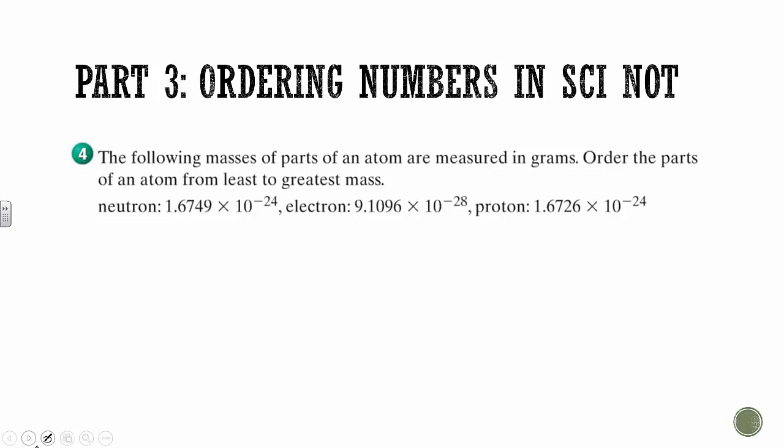So the next thing we can do is order numbers in scientific notation. The following masses are parts of an atom measured in grams. Order these parts from least to greatest.